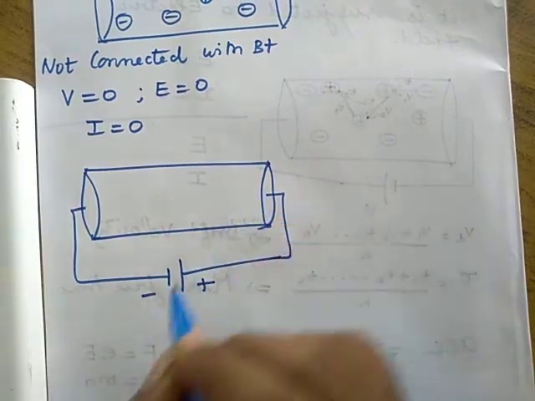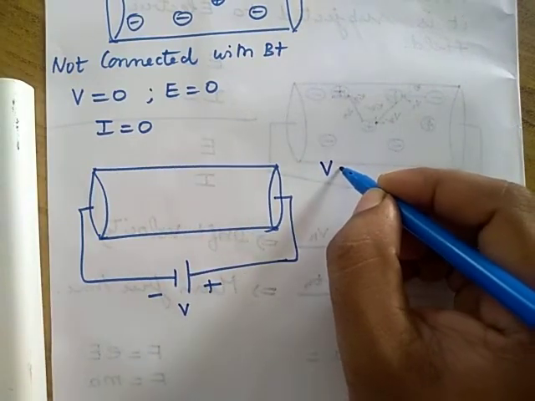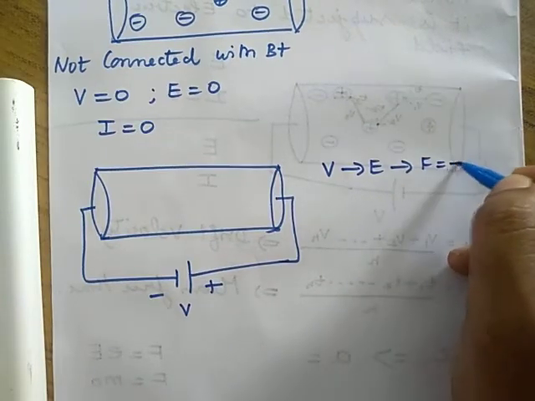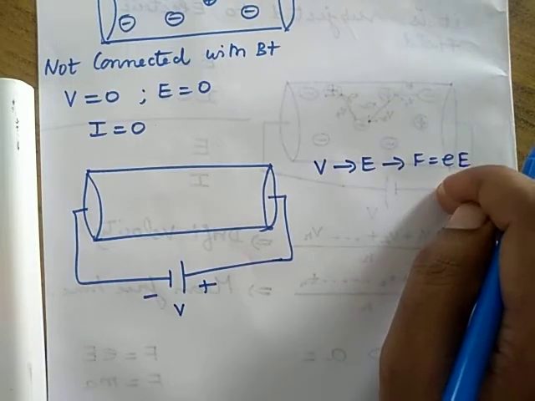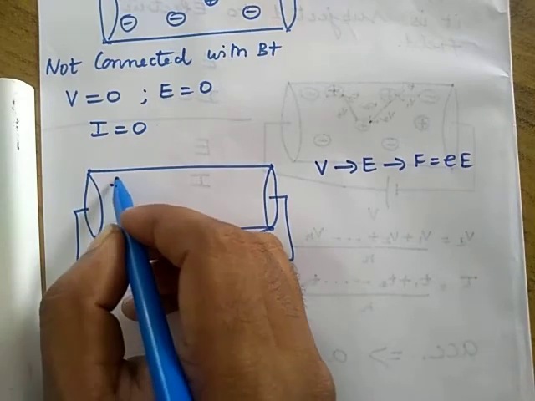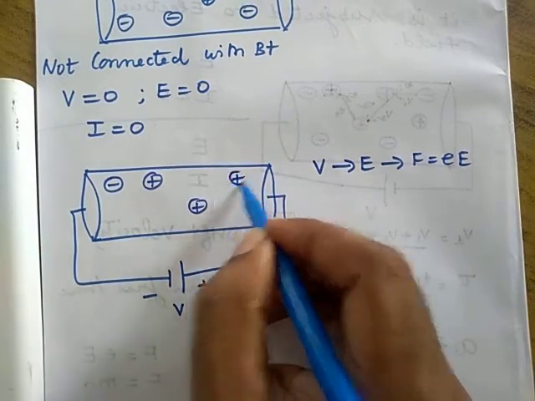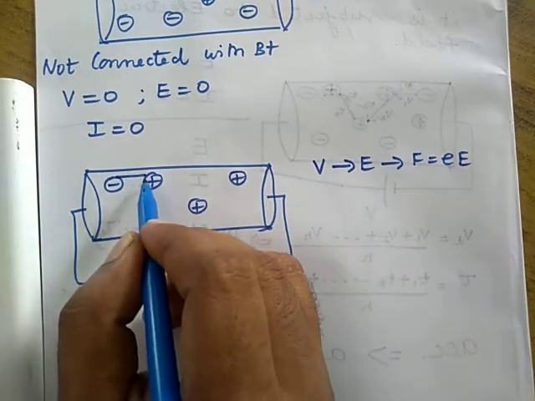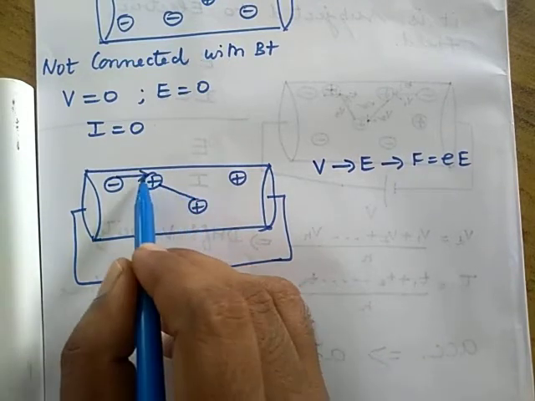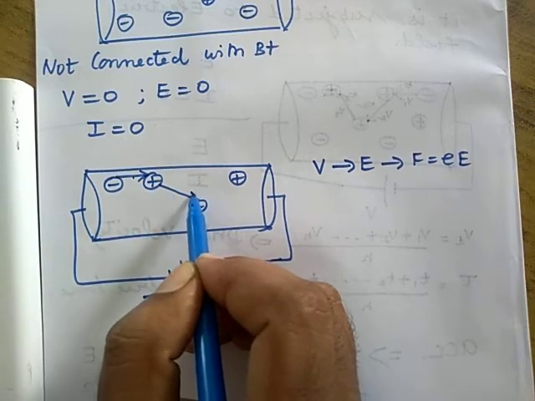After this connection, the potential difference V creates an electric field E. This electric field exerts a force on each electron. Experiencing this force, the free electron moves towards the positive terminal. During that movement, there are some positive ions. These positive ions scatter the electron path. These positive ions scatter this electron, and after that it moves towards this positive ion.